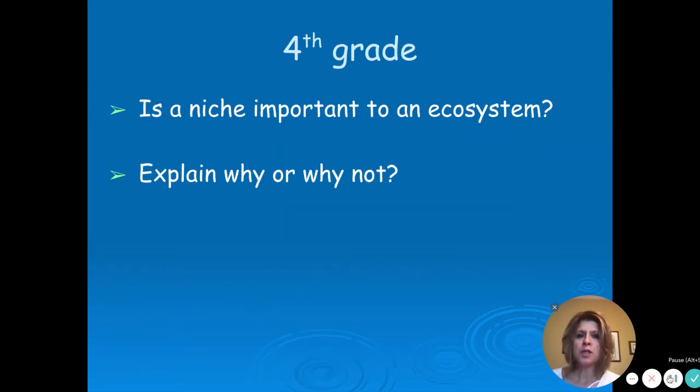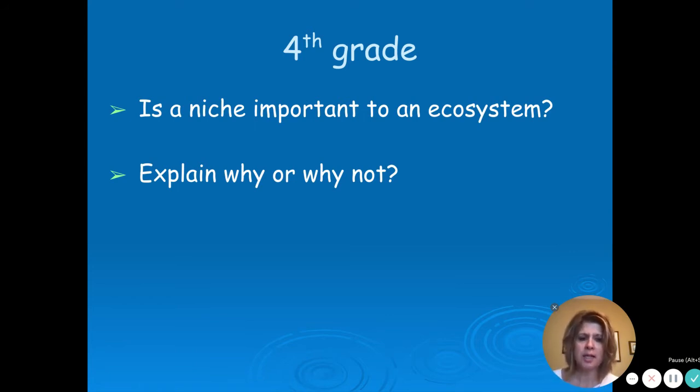Is a niche important to an ecosystem? Explain why or why not. Niches are jobs. Each organism in an ecosystem must have a different job. If everybody had the same job, then we wouldn't have all the things that need to take place. So yes, niches are important in ecosystems, communities, as well as habitats.